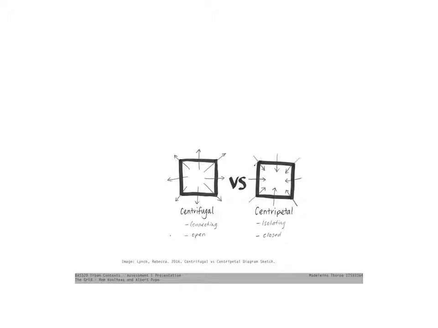Albert Pope defines the centripetal grid as being an isolating form that is separate from the surrounding context, while he also states that this condition does not exist in the centrifugal grid organization. To quote Albert Pope directly, "In an open centrifugal organization, the grid is merely the coordinates of everywhere, and there is no such thing as an outside."